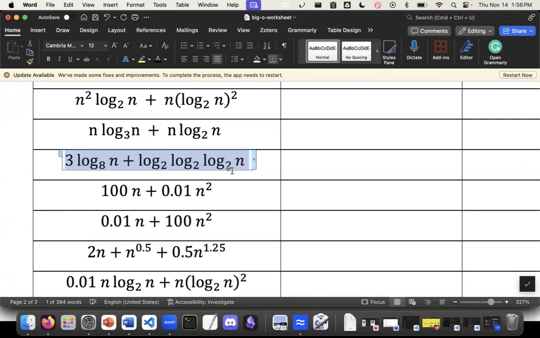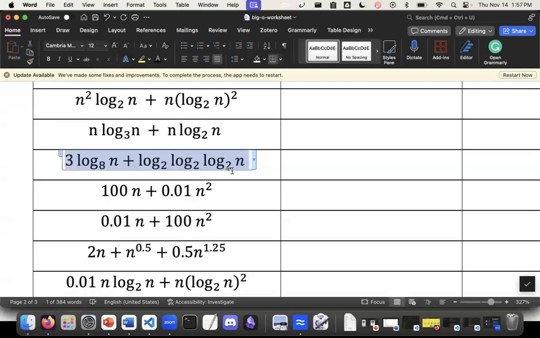Yeah, log 8. All right, what do you think? Who votes for log 8? Who votes for log 2? Okay, so I think it's log 8.